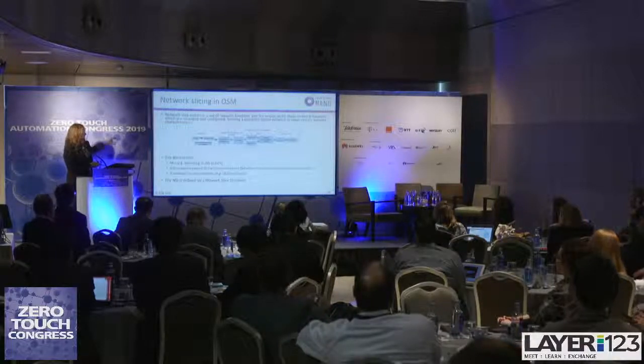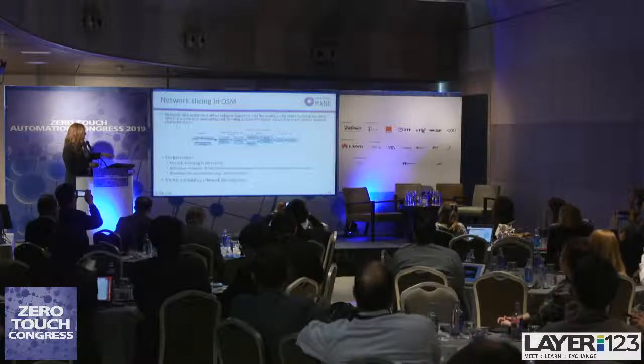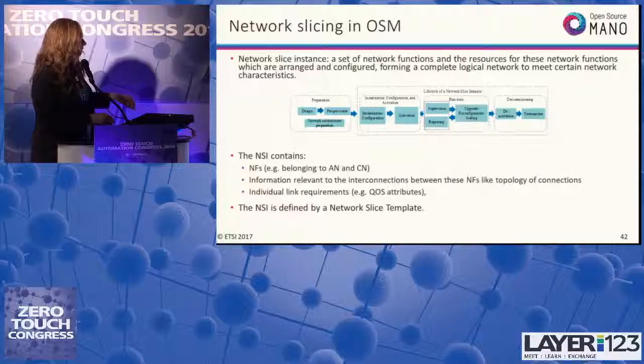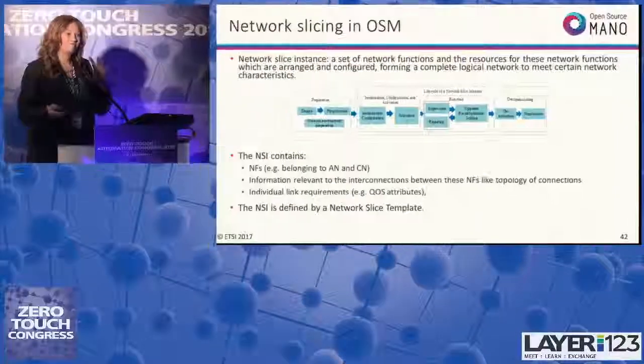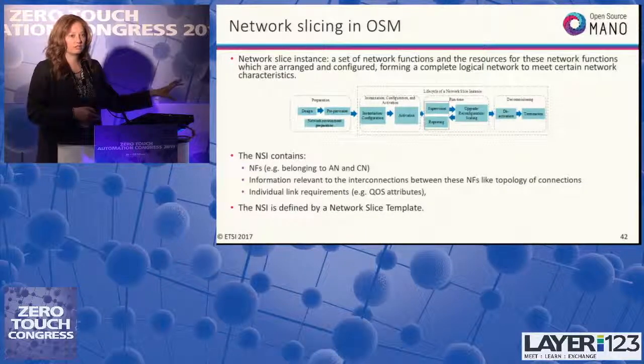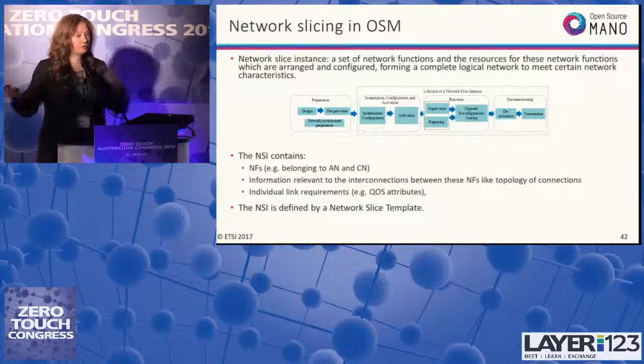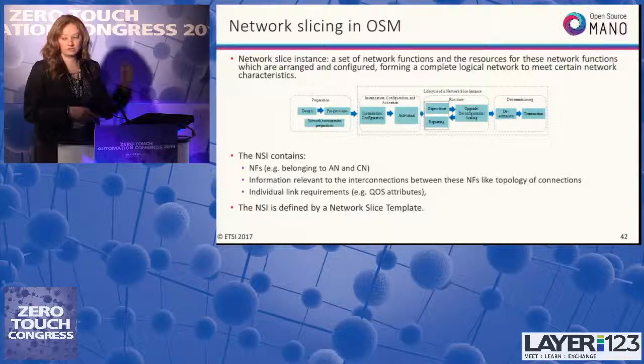And so this is just a little bit of an illustration of the life cycle of a network slice instance. It's a little bit hard to read here, but it shows the different components as well, where the network slice instance contains the network functions, the information relevant to the interconnections between these network functions, very similar to a service graph, and the individual link requirements, like the quality of service attributes. For those of you who are very familiar with network slicing, all of this should be pretty standard stuff. We haven't gone too far off the reservation with how we've implemented network slicing, but we've done it in a very standardized way.